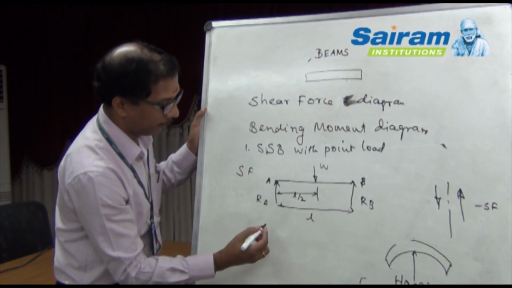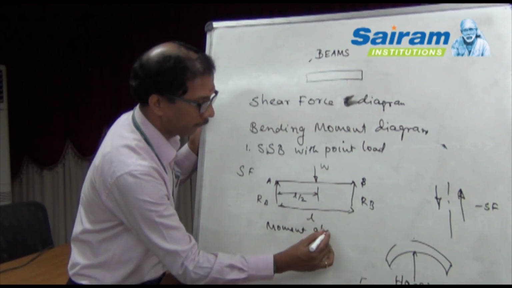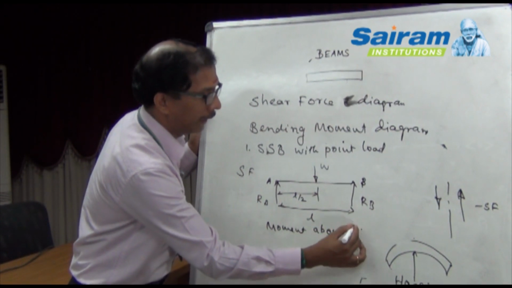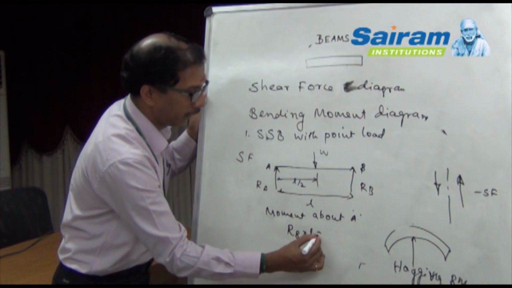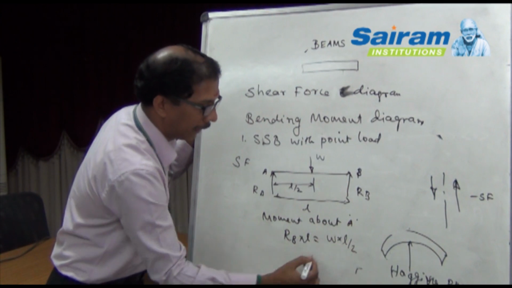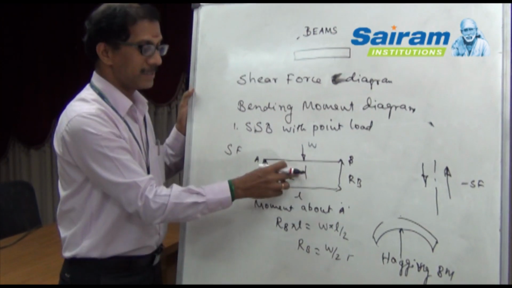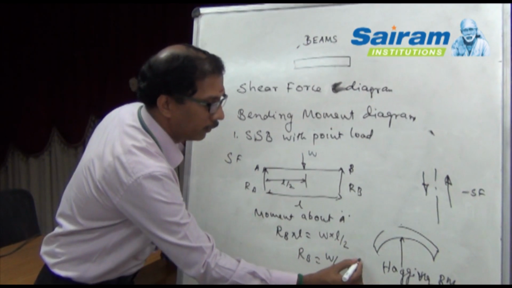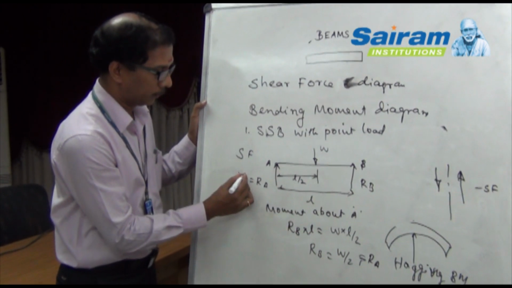Now if we take moment about point A, we have RB into length equal to W into L by 2. So we'll have RB equal to W by 2. This is a symmetrical beam, so RA also will be equal. So RA and RB are equal to W by 2.